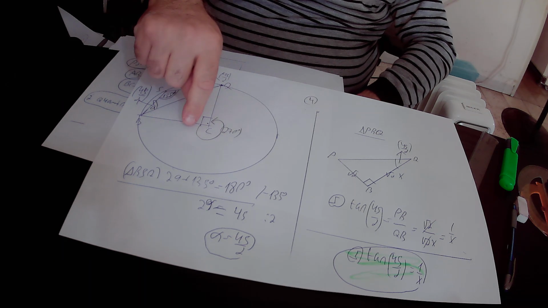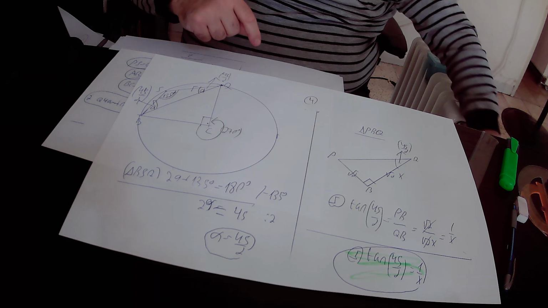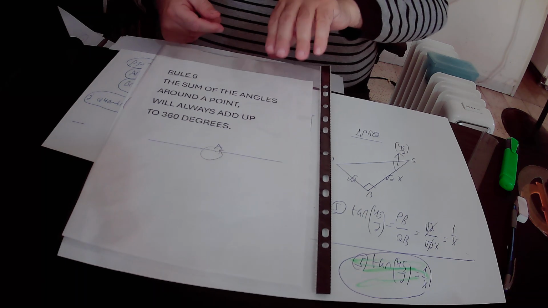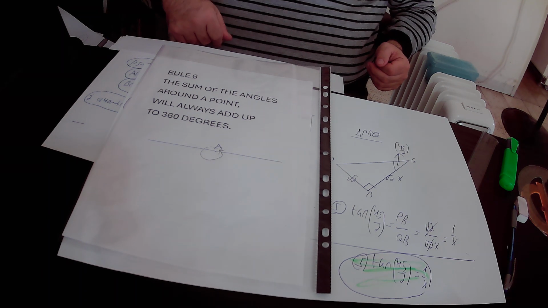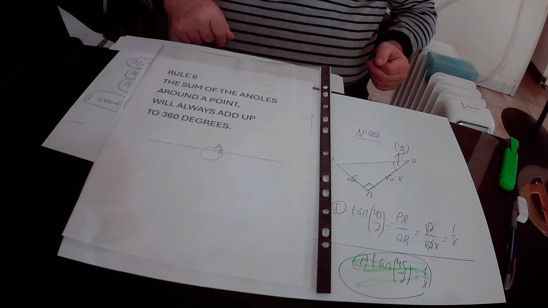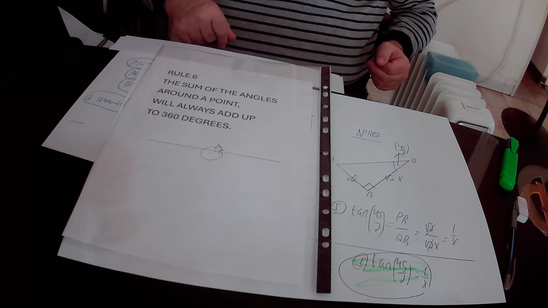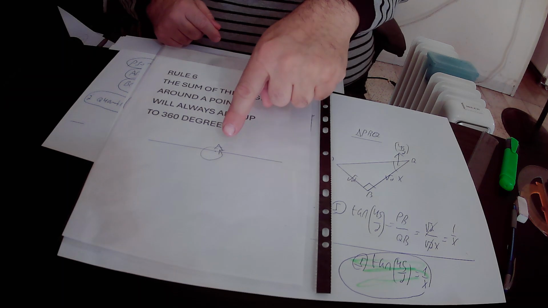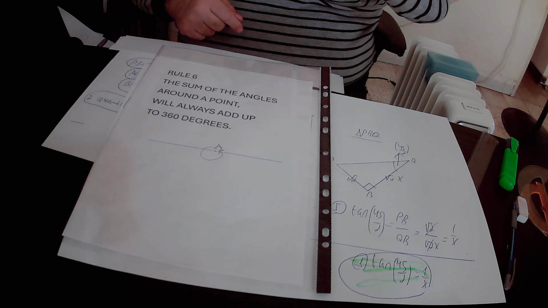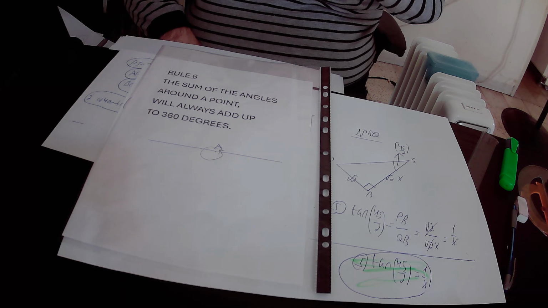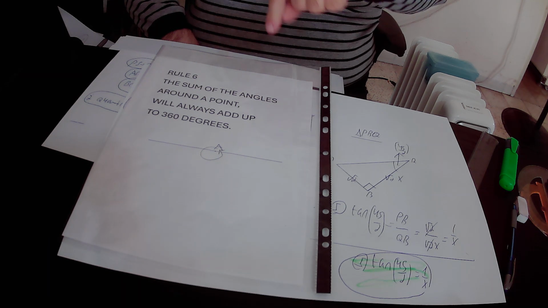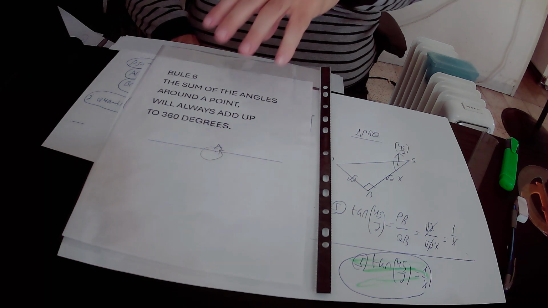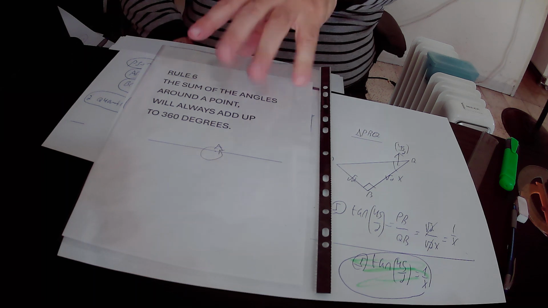In order to find out the size of the central angle BCQ, I presented to you rule number 6, and we implemented rule number 6 in our drawing. According to rule number 6, the sum of the angles around a point will always add up to 360 degrees. So in the drawing we have this point, point A. According to rule number 6, the sum of the angles around point A must be equal to 360 degrees.